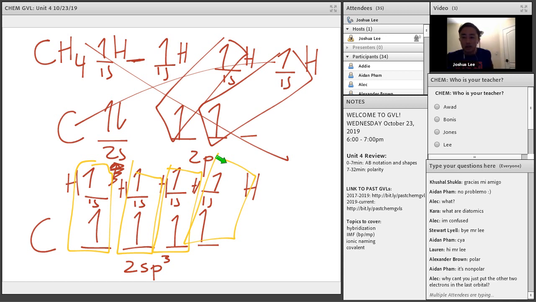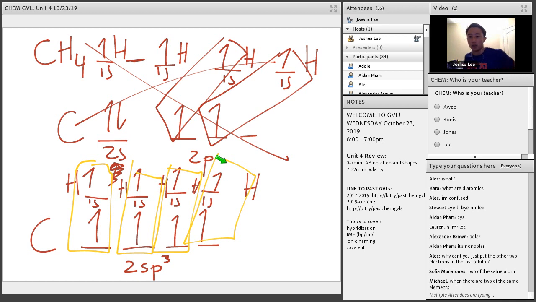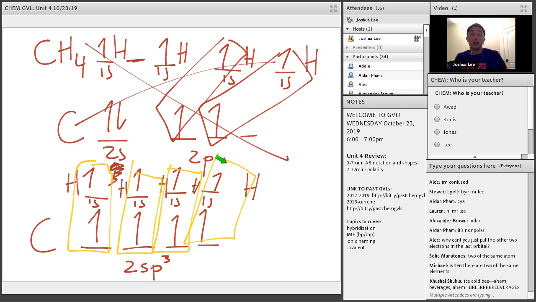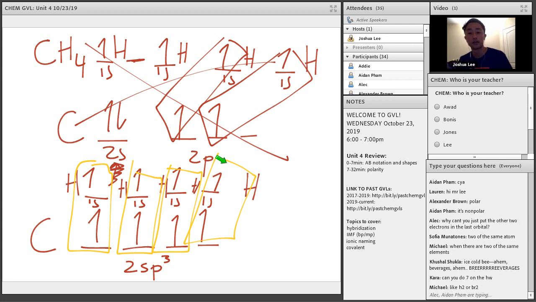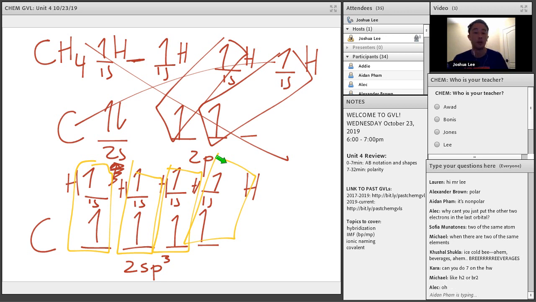Why can't you just put the other 2 electrons in the last orbital? Because they're covalent. They're not giving up their electrons, right? They're sharing their electrons. So they can't share with an empty orbital.